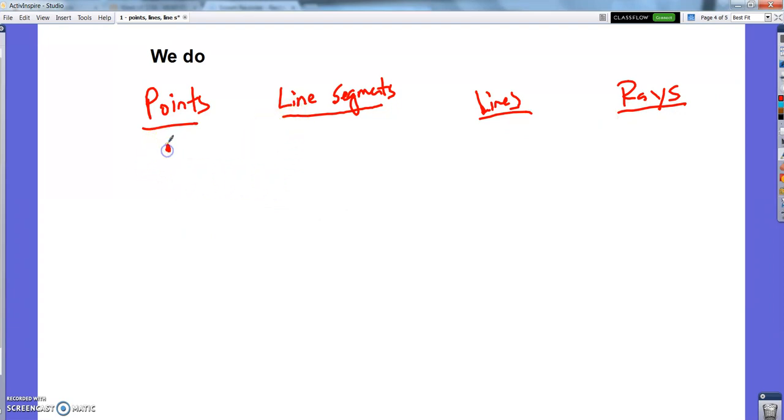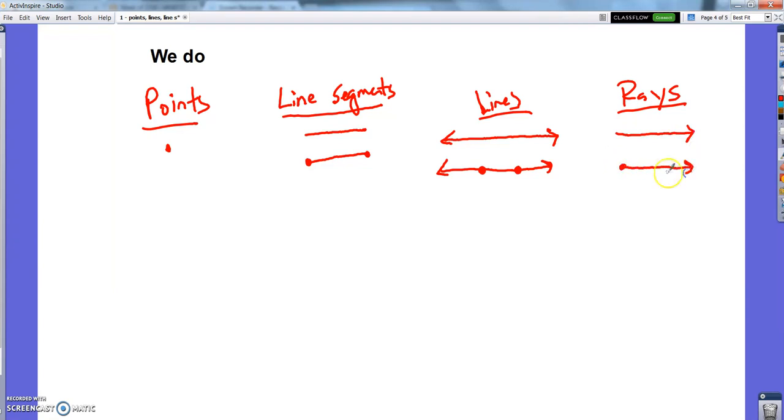So points look like this. Line segments either look like this or like this. Sometimes we draw the points, sometimes we don't. Lines, we either draw like this, or again, sometimes we put 2 points on them to show that they have those 2 points on them. And rays either look like this or like this. Actually, even sometimes they just draw the first one. Sometimes you'll see that even on a ray. So that's kind of what they look like.